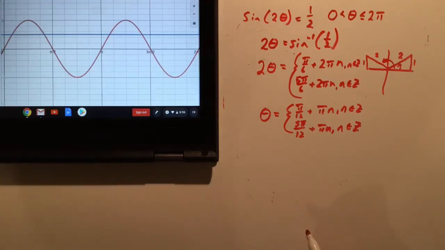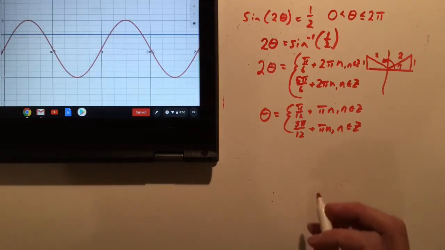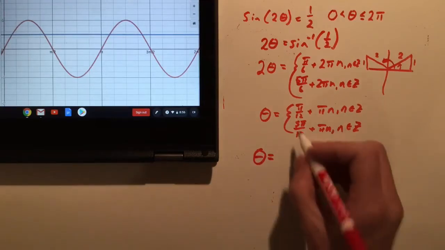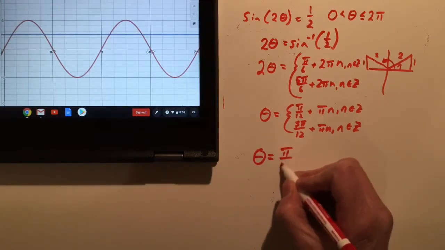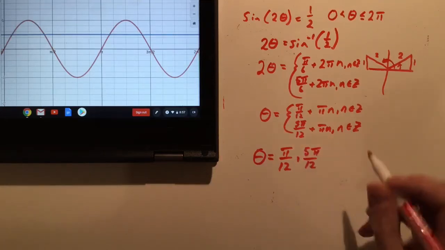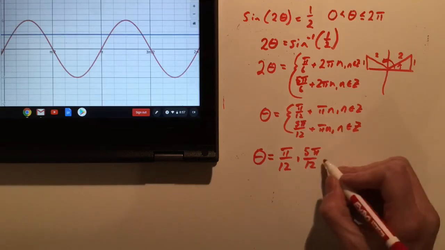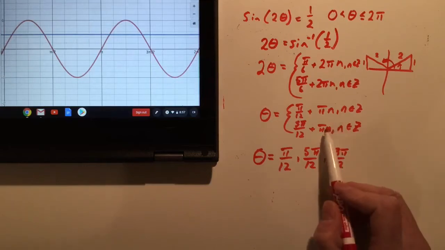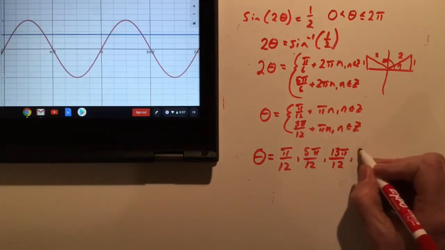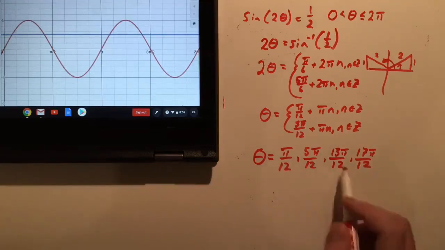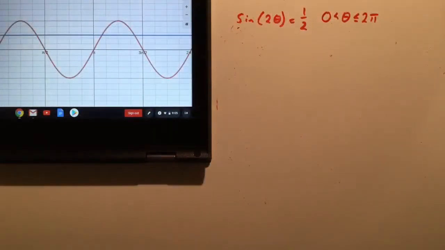Problem is, our domain is between 0 and 2 pi. So we can only consider the solutions that are between 0 and 2 pi. So pi/12 is certainly between 0 and 2 pi, as is 5 pi/12. And then if we add pi to pi/12, we end up with 13 pi/12. And if we add pi to 5 pi/12, we end up with 17 pi/12. And that is 4 solutions. Okay, great. I'm feeling much better about this now.